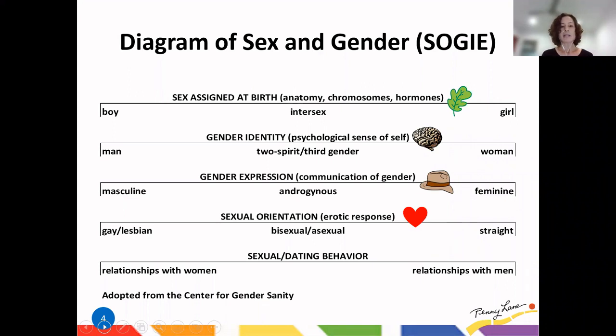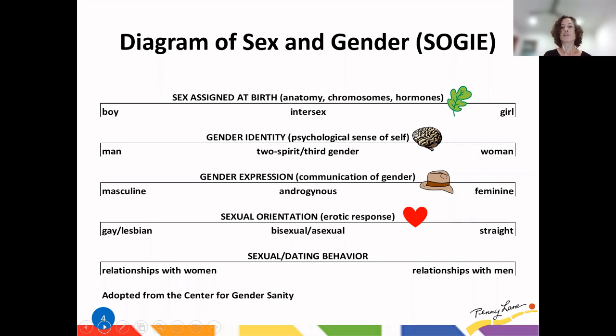Now, the last aspect of this diagram is sexual or dating behavior. On the one side, there's relationships with women, and on the other side, there's relationships with men. The reason I added this line in was to further emphasize how different each aspect of this diagram is, and to remind us that we don't want to make any assumptions about any aspect of this diagram based on any other aspect of the diagram. They don't necessarily correspond to each other.